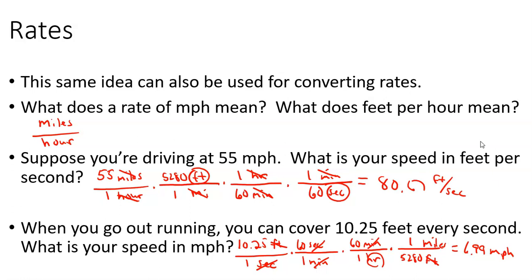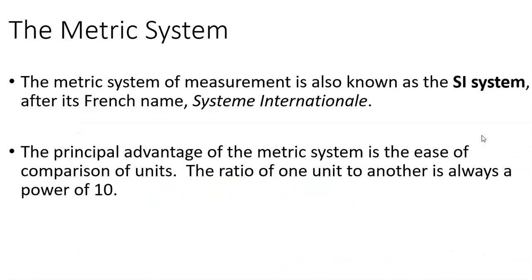How about the metric system? Let's do a little bit on the metric system, and then we'll come back for part 2 and look at perimeters and stuff like that. So the metric system, sometimes known as SI. Why do they call it SI? It's French. The international system, except the French put the system first and they put the adjective second.